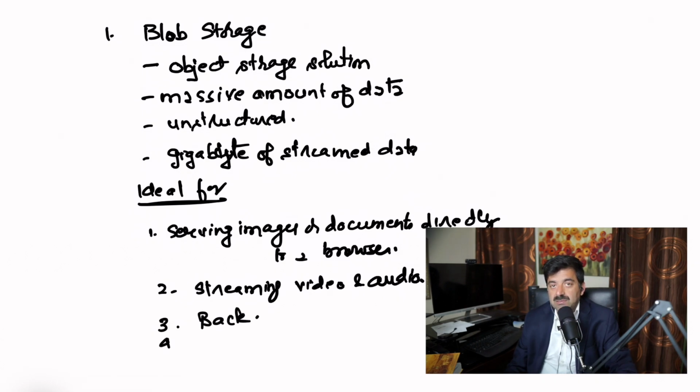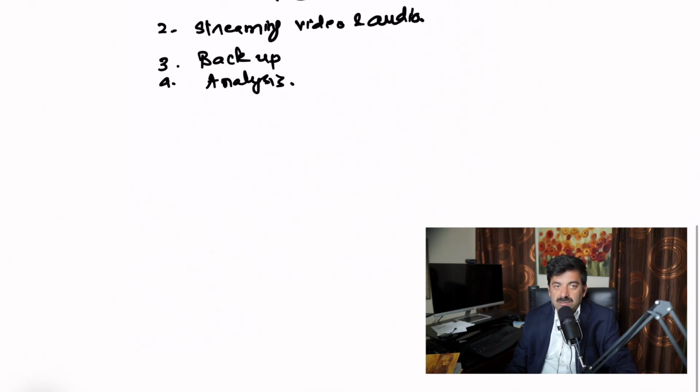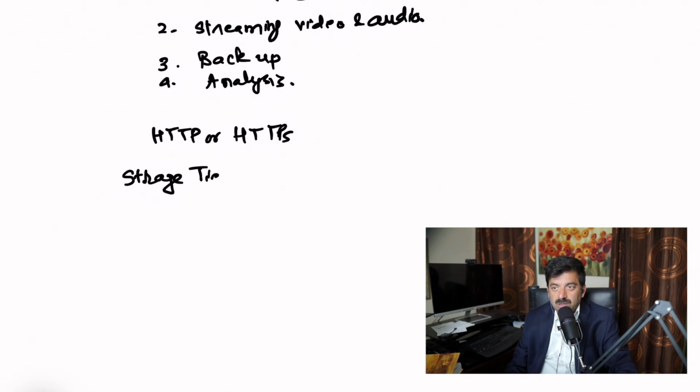How do you access blob storage? You can access blob storage either through HTTP or HTTPS. So any client, it could be PowerShell, it could be JavaScript, C Sharp, anything can access blob storage. So it is very important how you store the data. Some data you need immediately, and some data you may not use, and some data you hardly use.